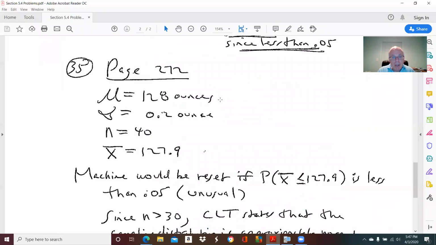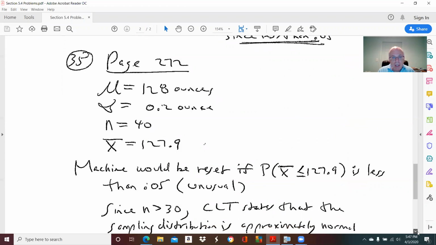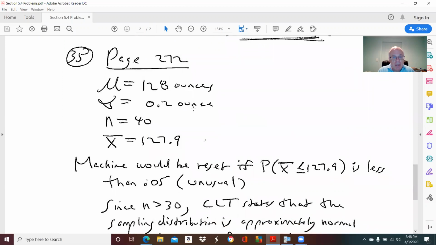Here's our mean, 128, this population mean. That's what should be in the can, right? 128 ounces of paint. Standard deviation is 0.2 ounce of paint. We take a sample of 40 cans on a day. And on one particular day, we got a sample mean of 127.9.